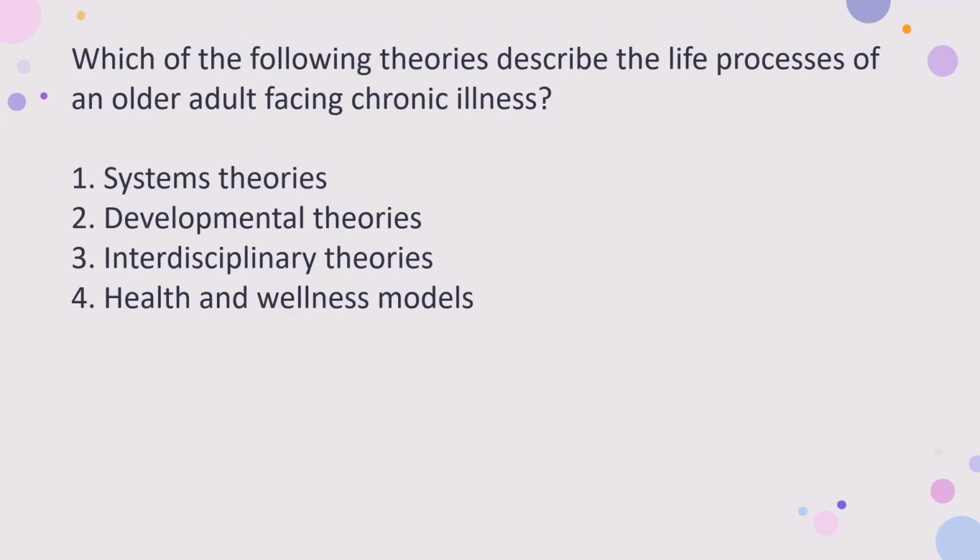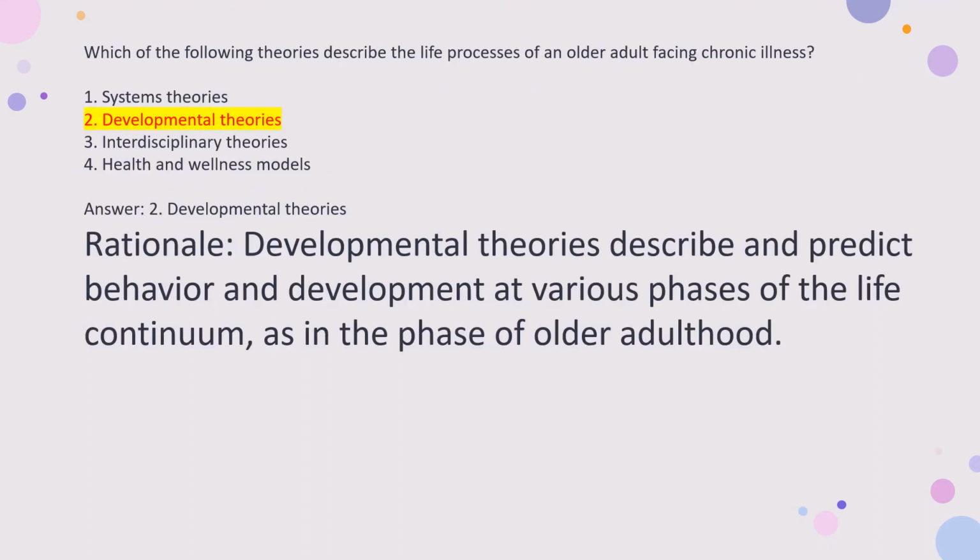Which of the following theories describe the life processes of an older adult facing chronic illness? 1. Systems theories. 2. Developmental theories. 3. Interdisciplinary theories. 4. Health and wellness models. Answer 2. Developmental theories. Rationale. Developmental theories describe and predict behavior and development at various phases of the life continuum, as in the phase of older adulthood.